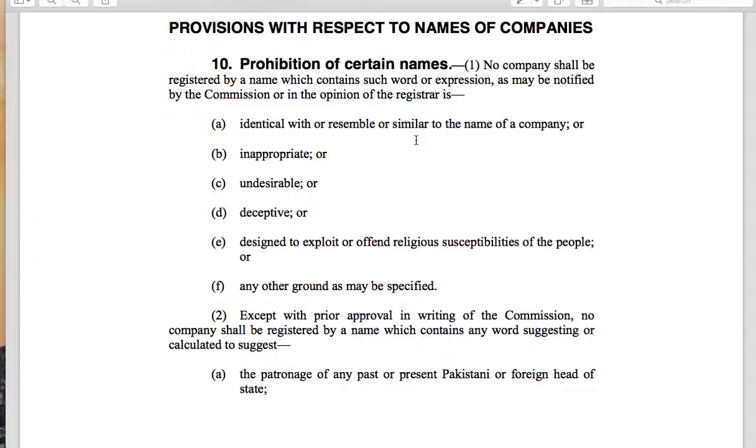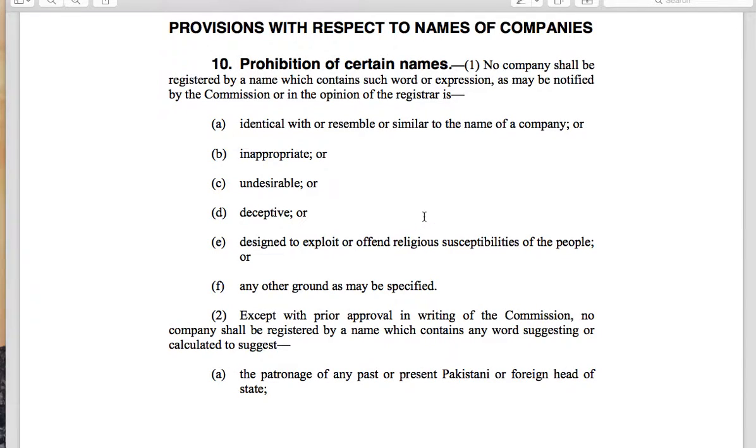There are a few names that you cannot keep. First is an identical or similar name of another company, so that if another company is successful, you just can't keep that name and trick people into thinking that it is an associated company or the same company. So just like trademark and patent, you can't have a similar name. It can't be inappropriate, undesirable, disruptive, and exploitive.